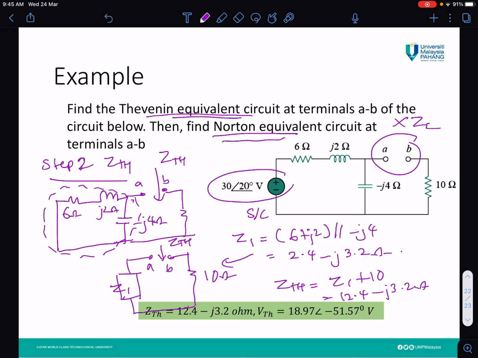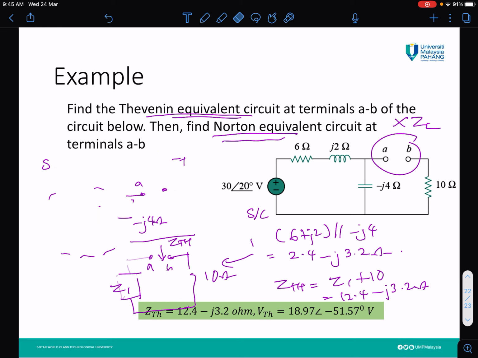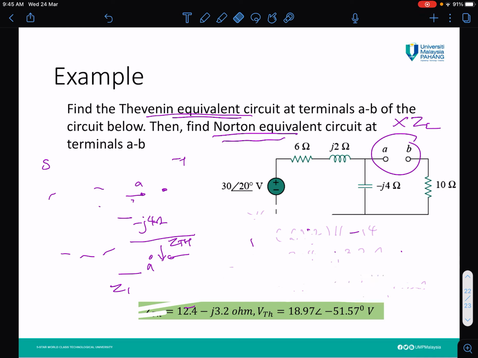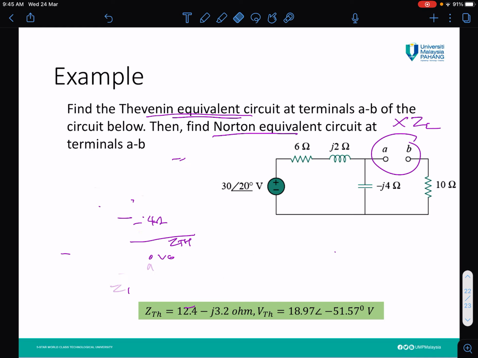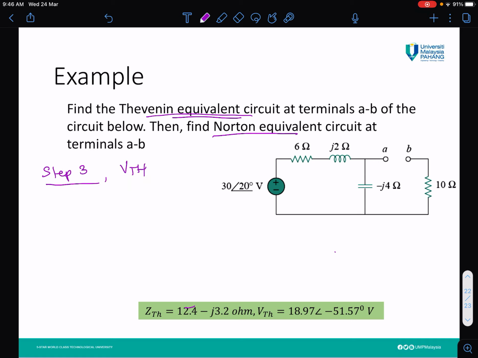Now we are going to do step 3, where we find VTH. In order to find the VTH, we must return everything to the original position. The figure looks like this, with plus minus VTH. Now there is no current flowing here, I equals 0, so the voltage here is 0. So the voltage across the 10 ohm is 0.